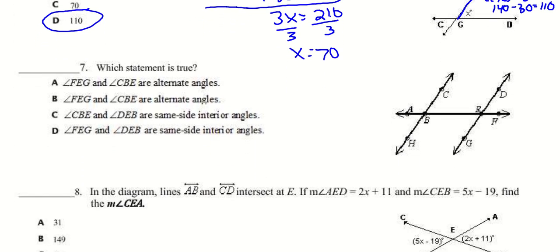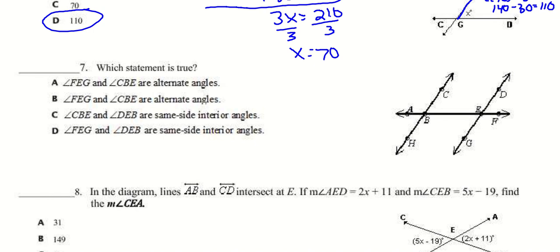Number 7, which is true? So go through and just eliminate answers as you're going through. FEG, here's FEG, and CBE, those two angles, are they alternate angles? Are they on opposite sides of the line like alternate interior? They're not, so I'm going to say that one's a no. Confusing, so we're going to leave that one alone for now. Let's see if there's a better answer. FEG, hey, that's that one again, and CBE, that's the same thing. So we're going to skip that one as well. It could be either of those two.